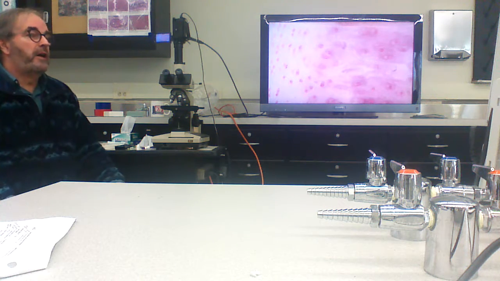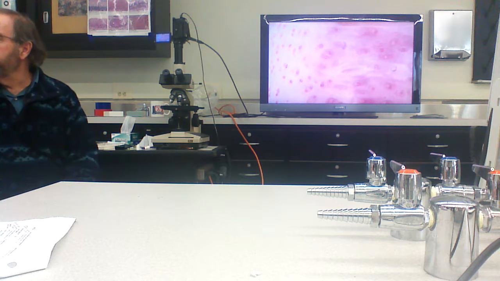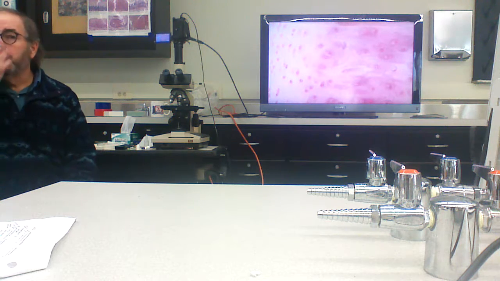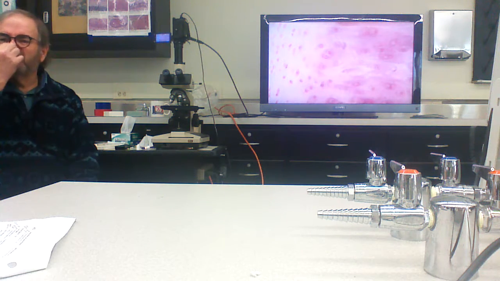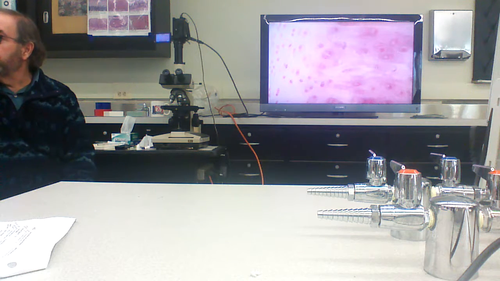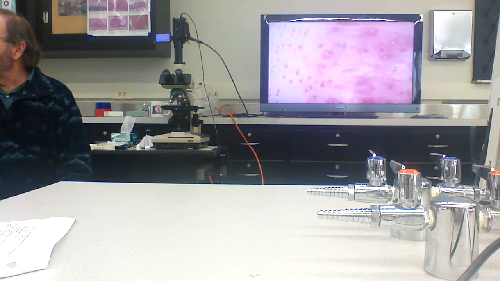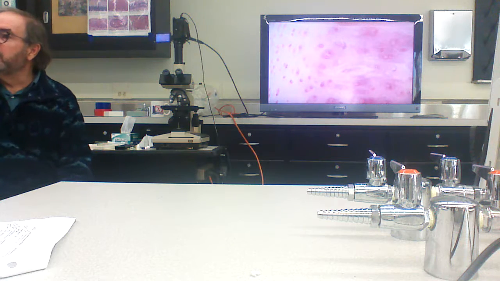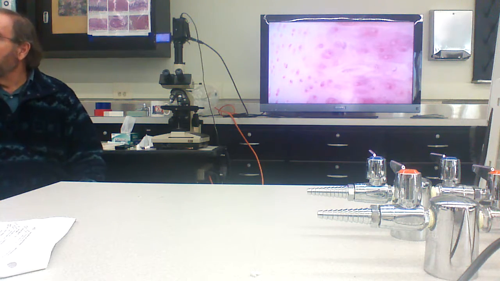Where do you find hyaline cartilage? Anybody got an idea? Tip of your nose. Right? The bone part is back here. The flexible part up front, you have a skeletal element there. It resists compression so your nose doesn't flatten out, right? And that's hyaline cartilage.